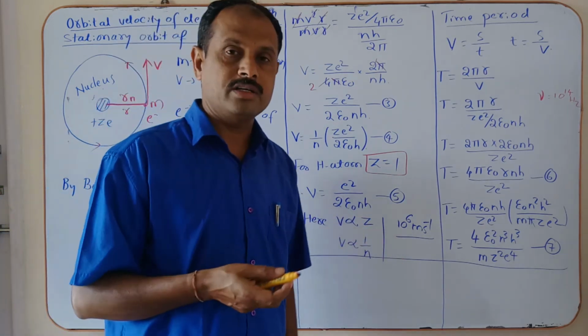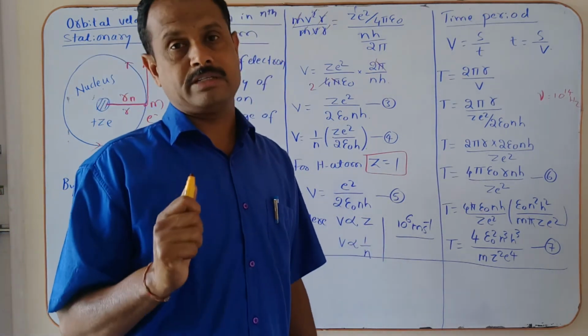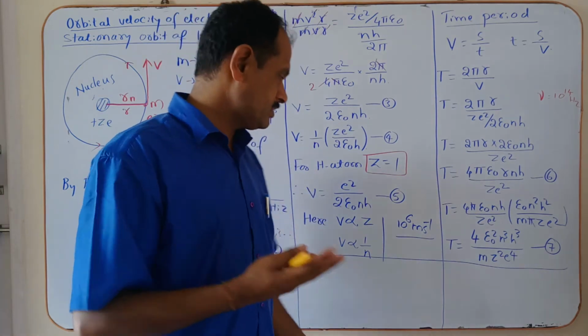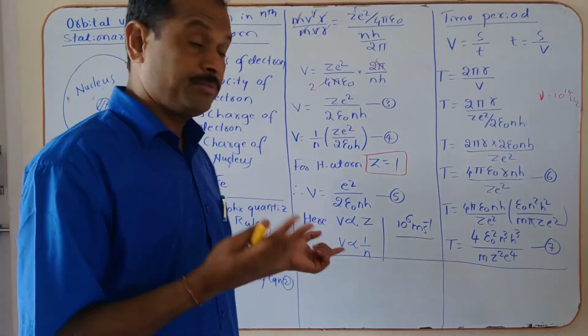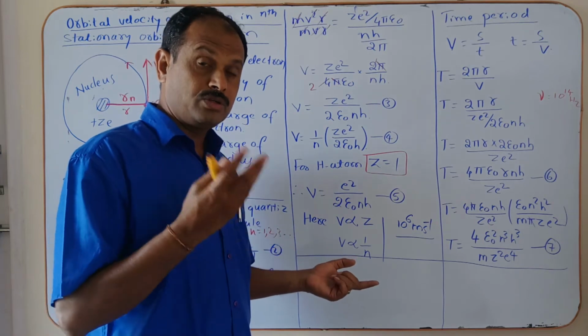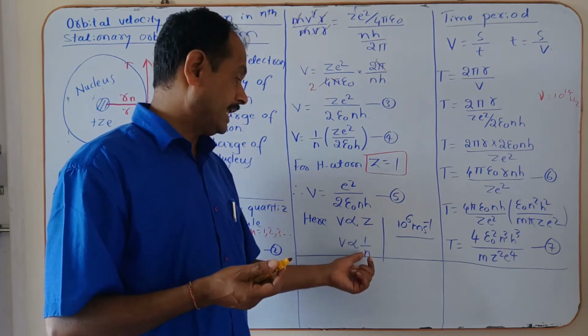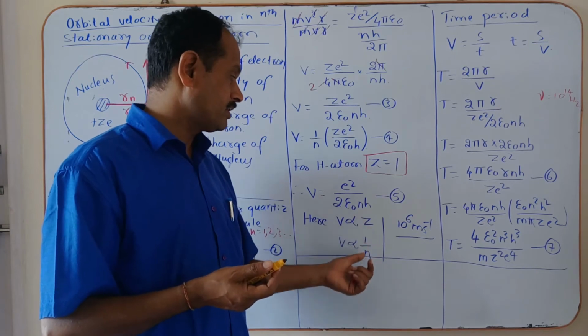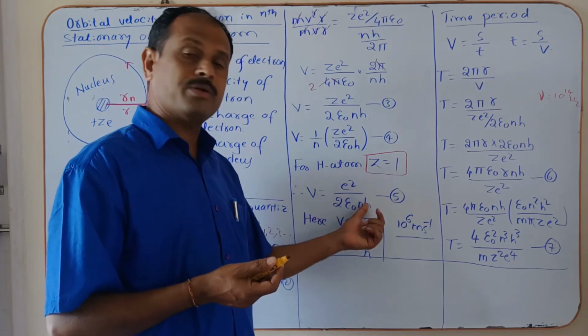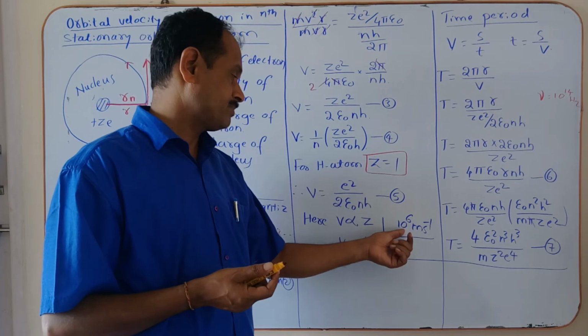You got the answer in the order of 10 raised to 6 meter per second. But it depends upon which atom you have to take, which nucleus of the atom you have to take. Why? Because it depends on Z and N. With hydrogen atom we have taken, it is in the order of 10 raised to 6 meter per second.